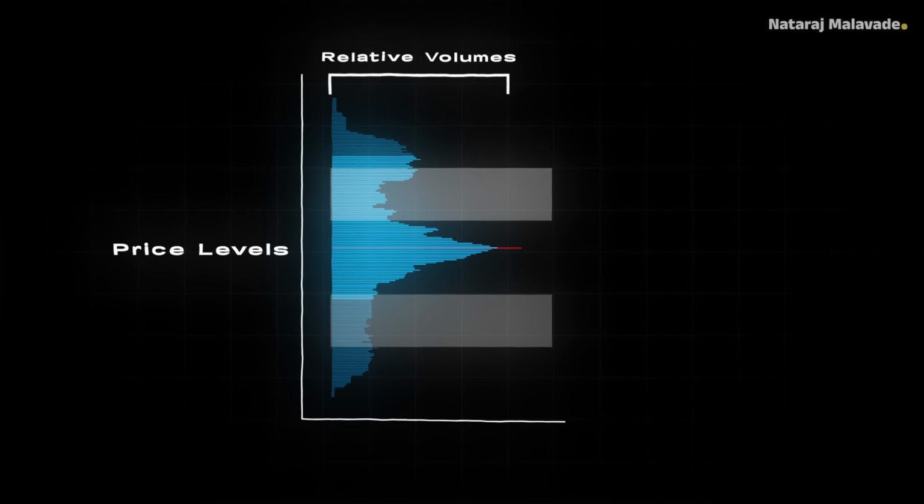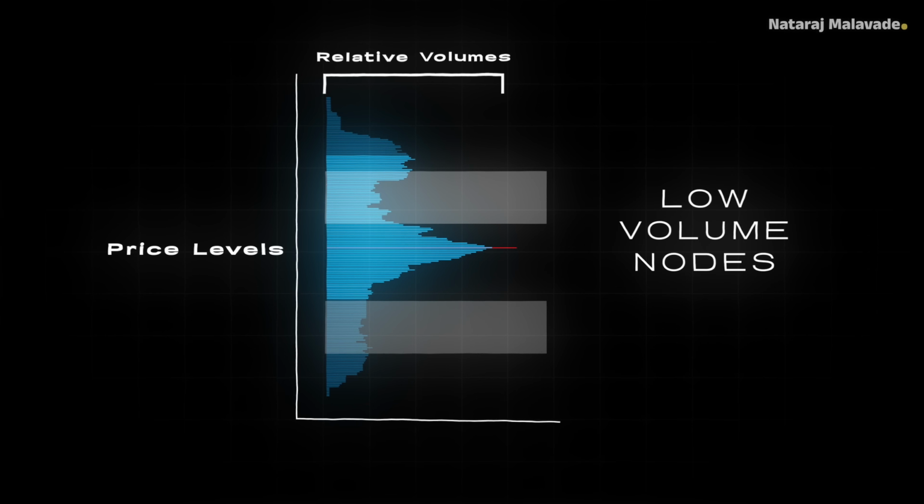And now we have low volume nodes, the opposite of HVNs. LVNs represent areas with a lower trading volume relative to the surrounding price levels. So basically there will not be much liquidity at these particular price levels, and price usually skips through these price levels.